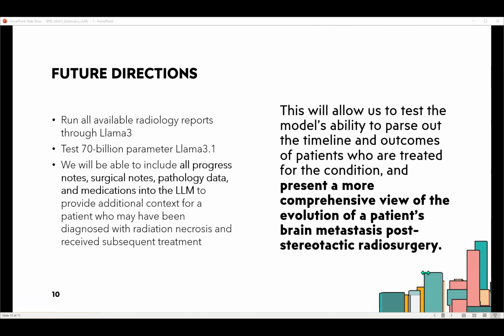But in addition to all this, we want to be able to include all the patient's progress notes, surgical notes, pathology data, and medications into the LLM, because this will provide it with additional context. It'll be able to see the timeline of when a patient was diagnosed, what types of treatments were offered, and then whether or not the patient improved. And this will help us better understand the temporal evolution of radiation necrosis. So we'll be able to get a more comprehensive view of the evolution of a patient's brain metastasis post-SRS.